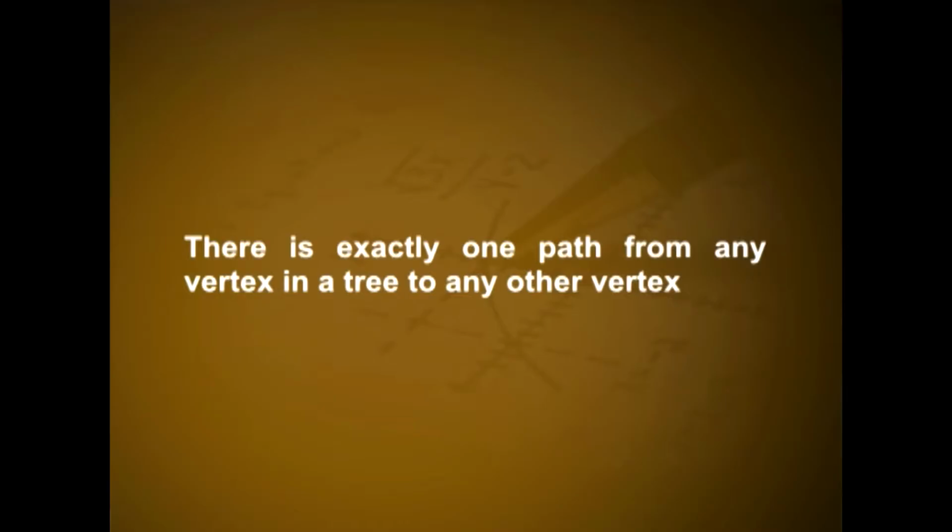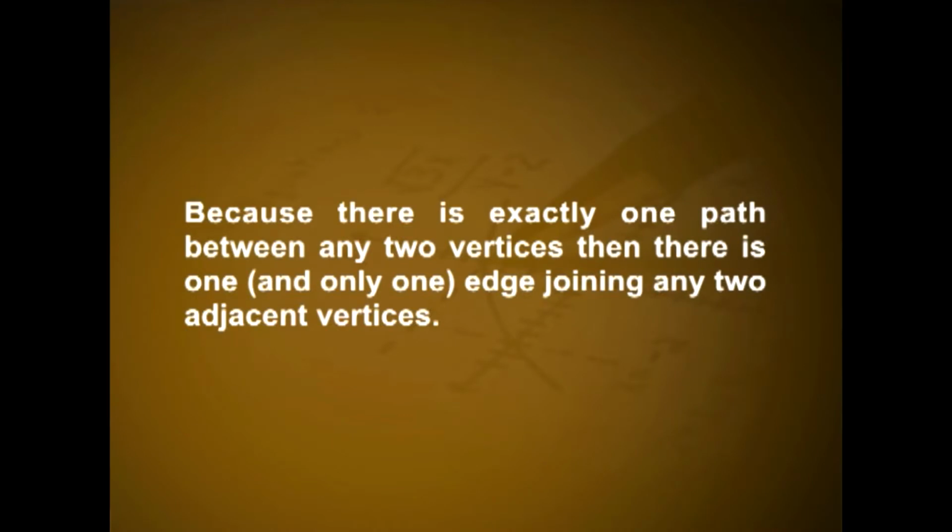There is exactly one path from any vertex in a tree to any other vertex. If there were two or more paths between any two vertices, then the two paths would form a cycle and the graph would not be a tree. Because there is exactly one path between any two vertices, there is one edge joining any two adjacent vertices. If this edge is removed, the graph is no longer connected and so it is not a tree. So, the removal of any edge from a tree disconnects the graph.